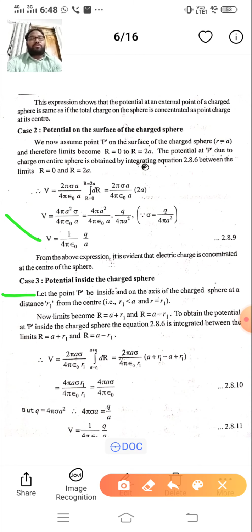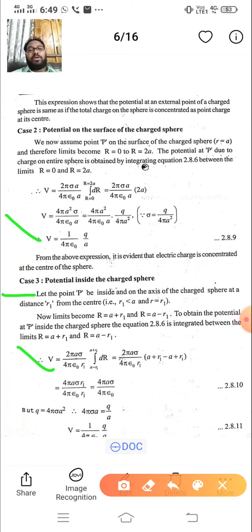And the third case, potential inside the charged sphere. Let the point P be inside, on the axis of the charged sphere at a distance r1 from the center, that is r1 is less than a and r equals r1. The limits will change, that is a minus r1 to a plus r1, integrating dV from a minus r1 to a plus r1.